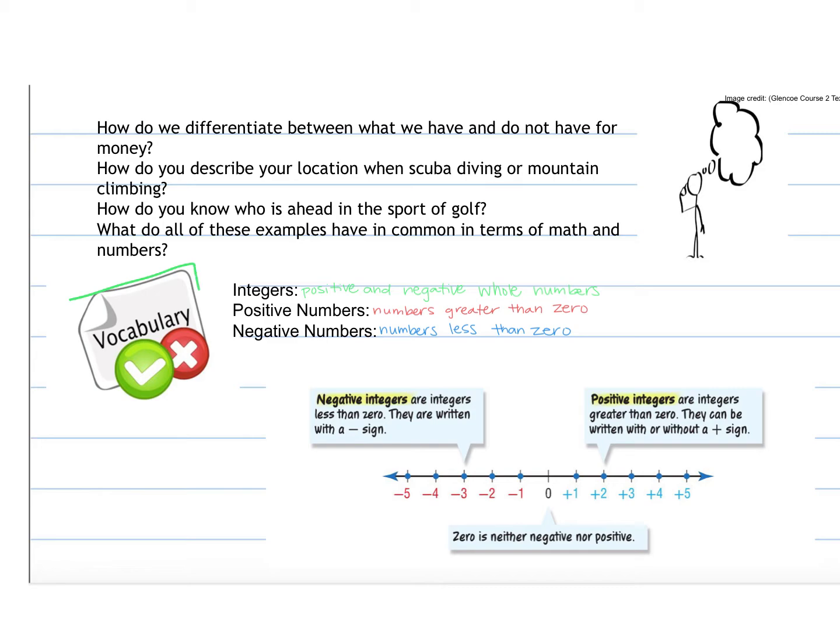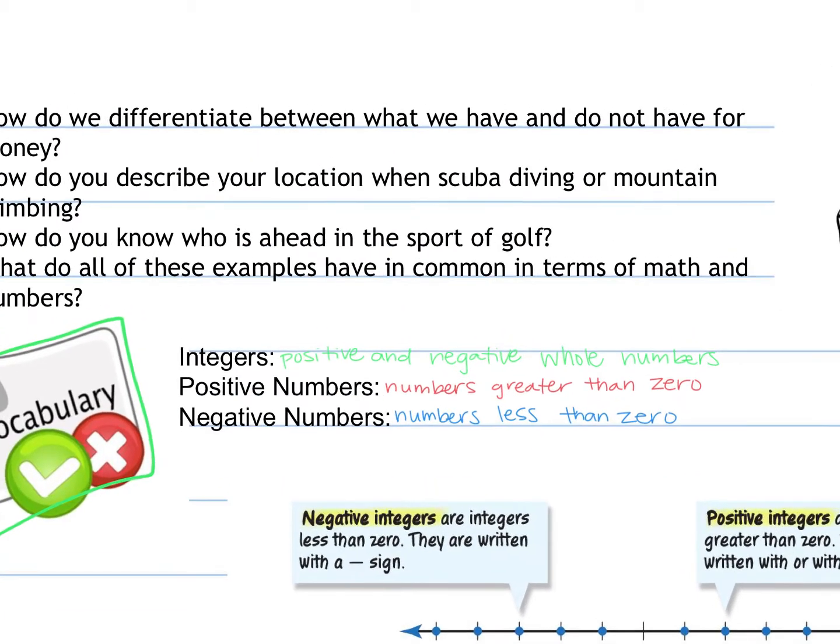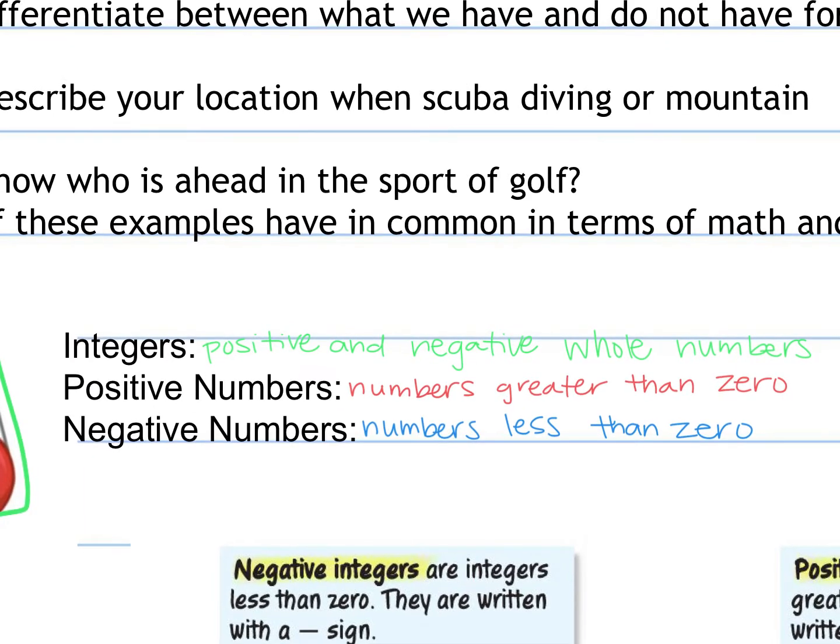Remember, anytime we see this image, it means there are vocab words that we need to write down. I'll zoom in a little here. So pause, make sure you have these 3 words with the definitions written down in your notebook. Integers are positive and negative whole numbers. A positive number is any number greater than 0. Negative numbers are numbers that are less than 0.